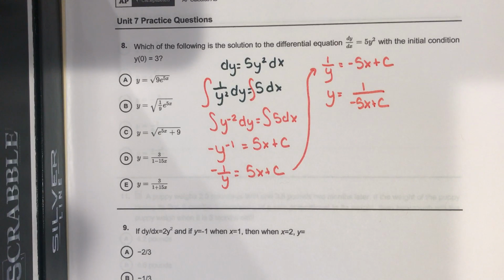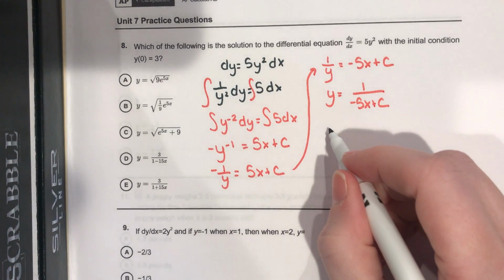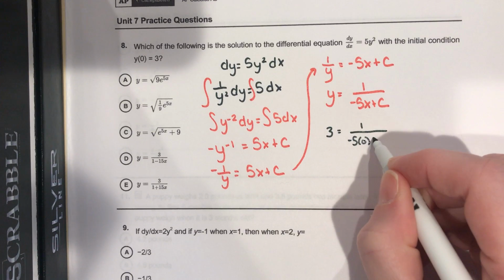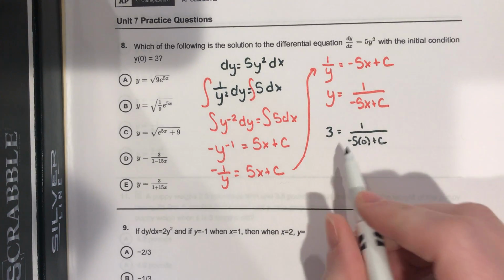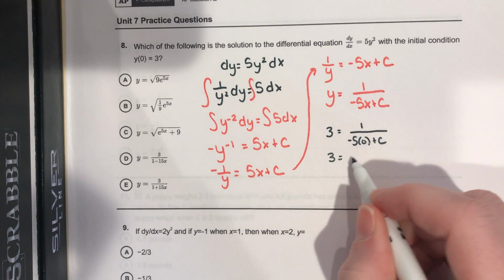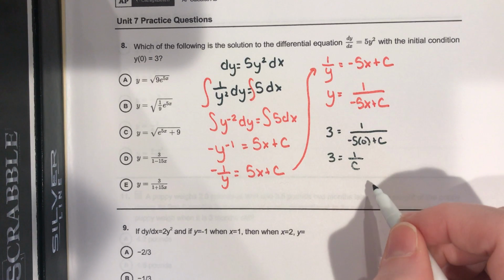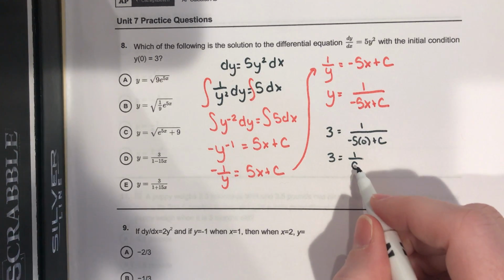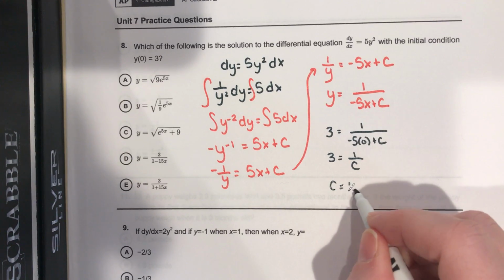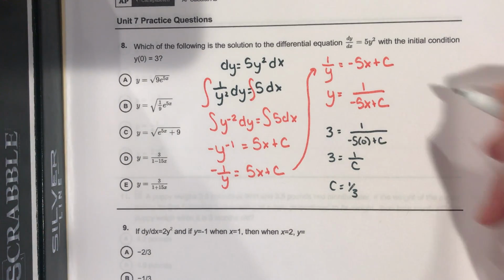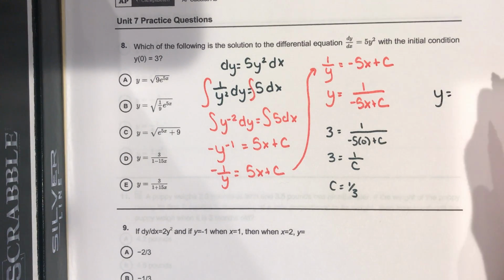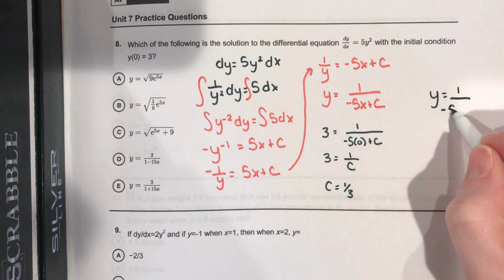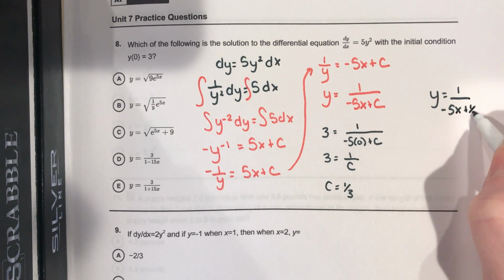Now I'm going to plug in my initial condition. So 3 is y, and 0 is x. So 3 would equal 1 over c, because that would be 0. And that would mean if I cross multiply, 3c equals 1, so c equals 1/3. So now I'm ready to write my answer. y equals 1 over negative 5x plus 1/3.